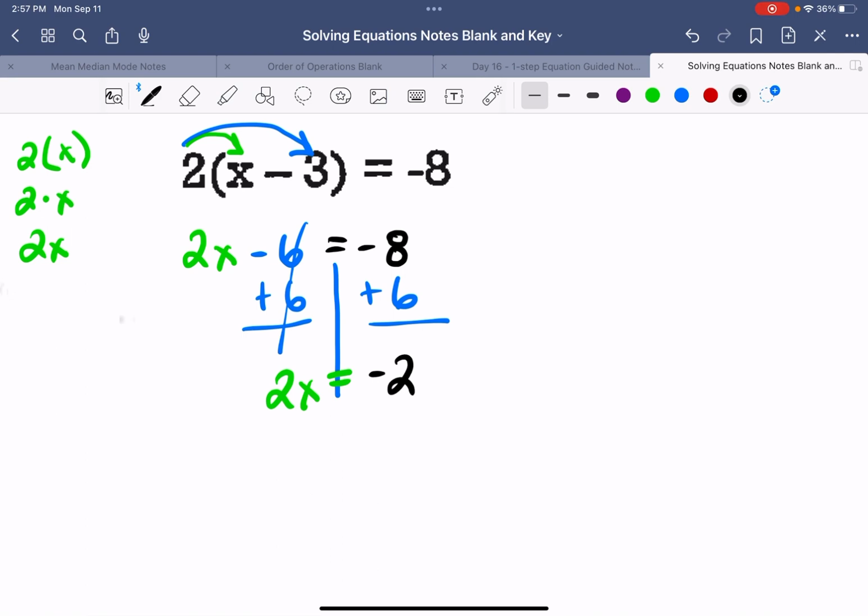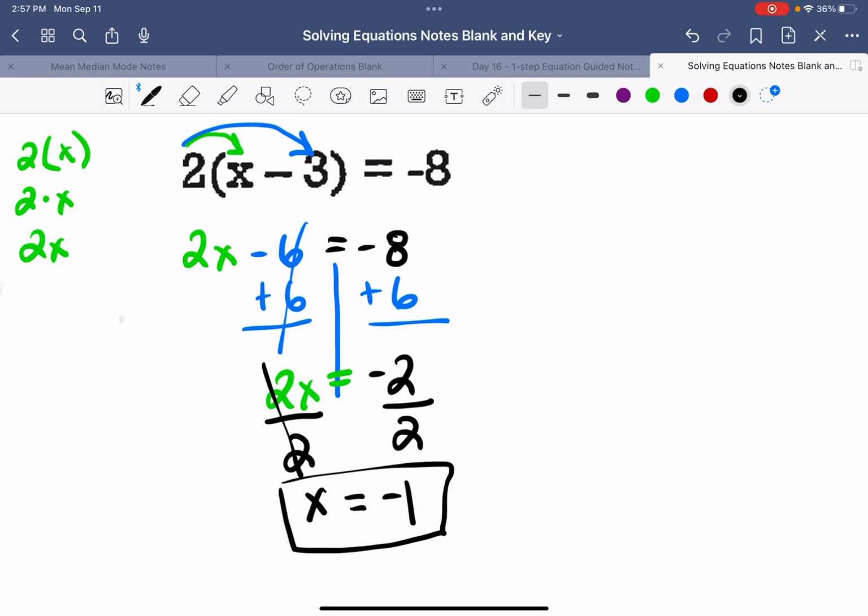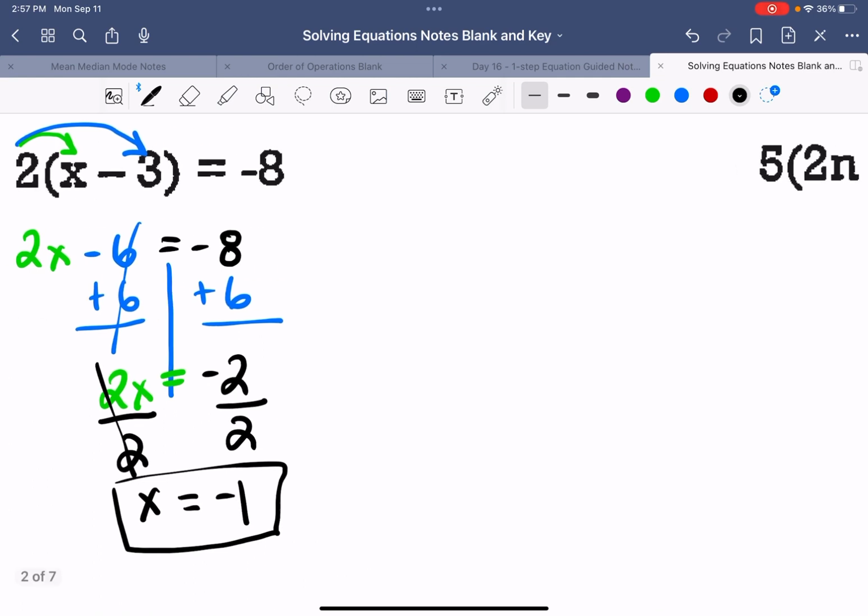-2. Okay, and then now I'm going to do the second step, and I'm going to divide both sides by 2. My 2's on the left cancel out, so now I have x by itself equals -1. Pretty nice and neat, right? All right, if you have questions on how I did that, please come see me, okay?